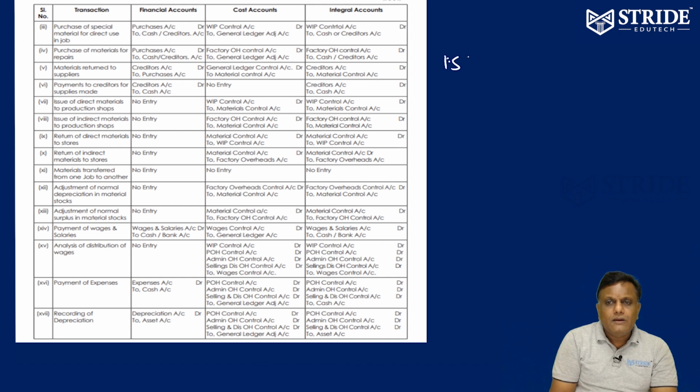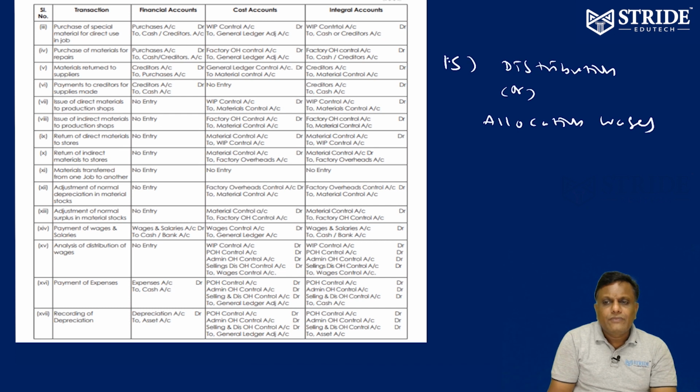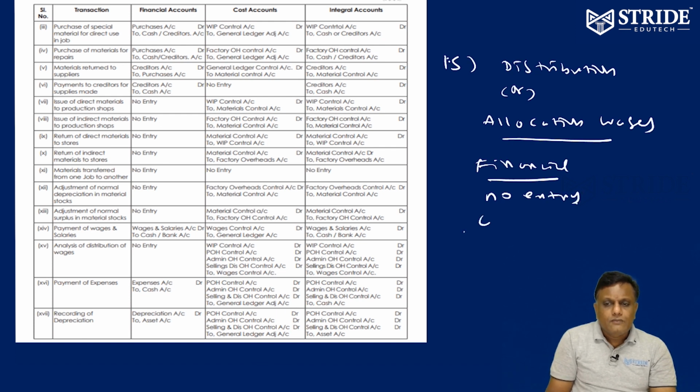Number 15, distribution of wages. Number 15, distribution or allocation. Allocation of wages. There are two types of wages. One is direct wages, another one is indirect wages. Whenever the wages are allocated, there is no entry in financial books. But in cost, what are the wages normally will give? Wages will be transferred to direct wages.